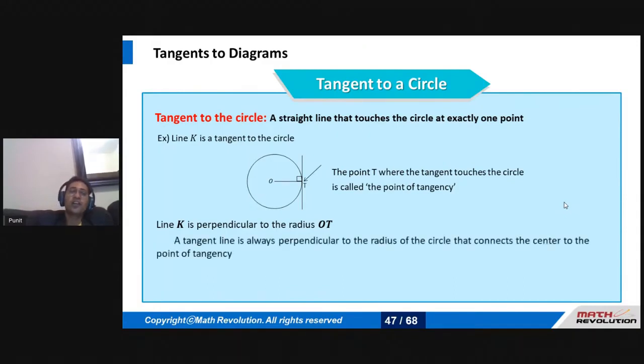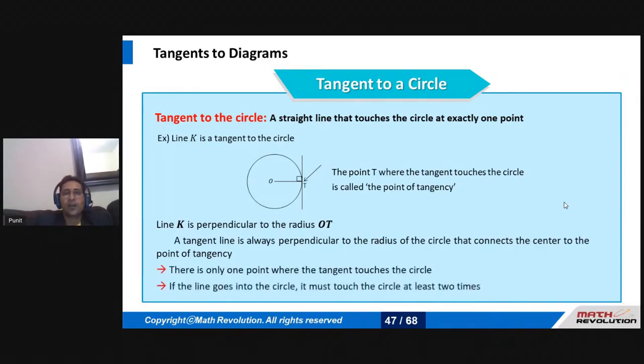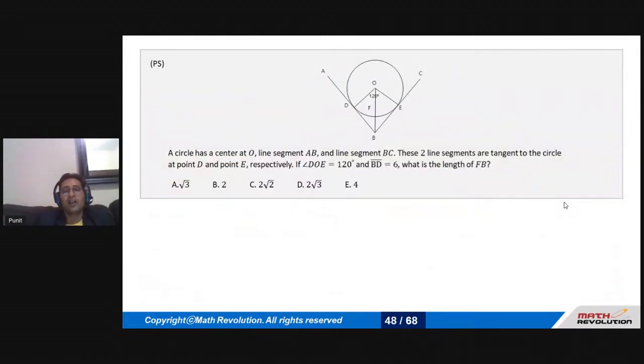So we could say a tangent line is always perpendicular to the radius of the circle, or the radius always falls at 90 degrees to the point of tangency. There is always only one point where the tangent touches. Now, if a line goes into the circle, it must touch the circle at least 2 times. That is pretty common.